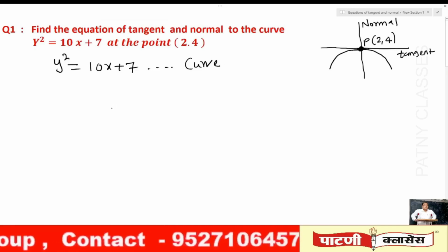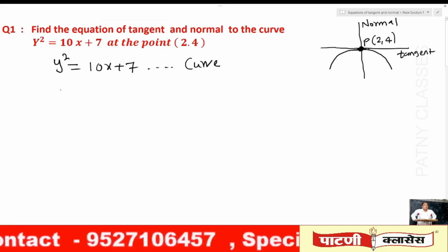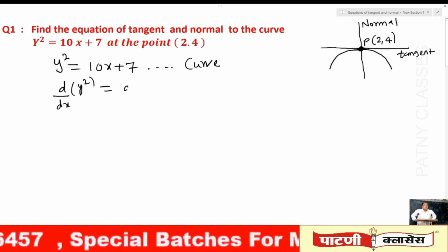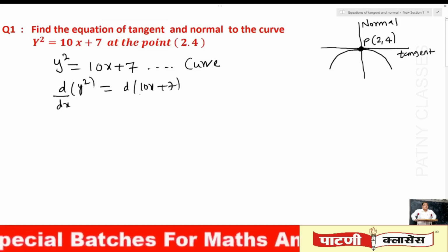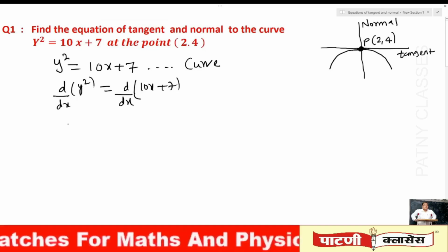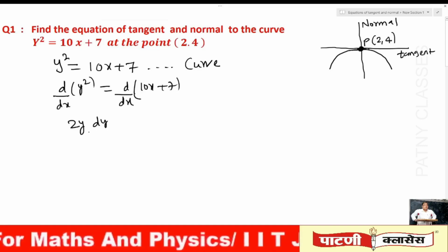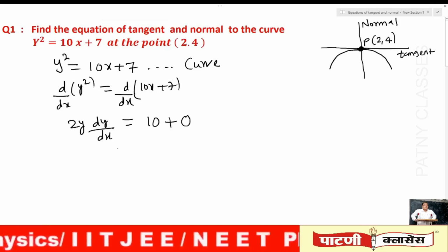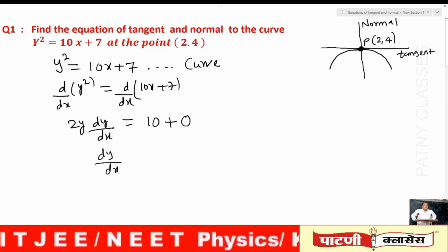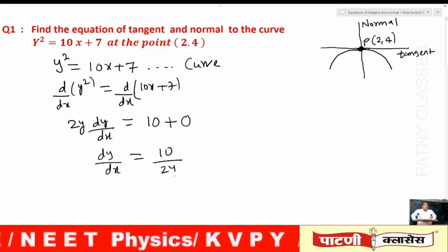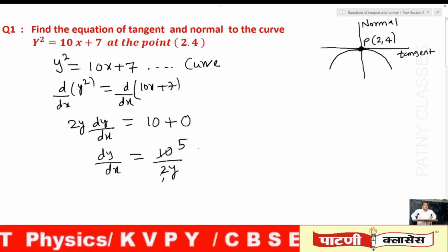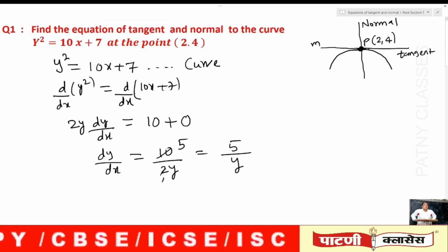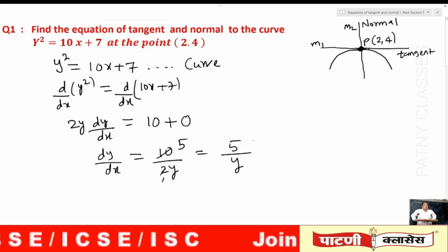To find the slope, we must do dy by dx. So differentiating both sides with respect to x: the derivative of y square is 2y dy by dx, and the derivative of 10x plus 7 is 10, since the derivative of 7 is 0. So dy by dx equals 10 by 2y, which is 5 upon y. Let us call m1 the slope of tangent, and m2 the slope of normal.